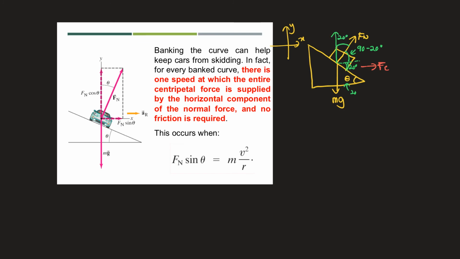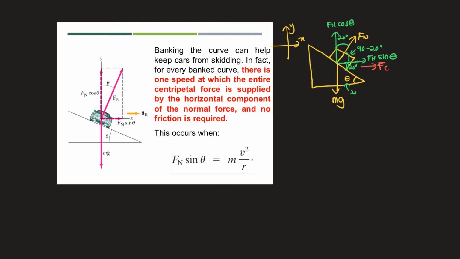So this one is going to be Fn cos theta, and this one is going to be Fn sin theta, if I use the angle given, which is the angle of the inclined plane. The one responsible for producing the centripetal force is definitely Fn sin theta. Please take note, when the question states design speed or the inclined plane is designed, there will be no friction.